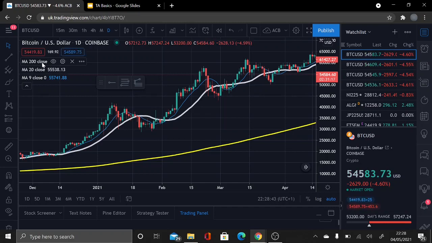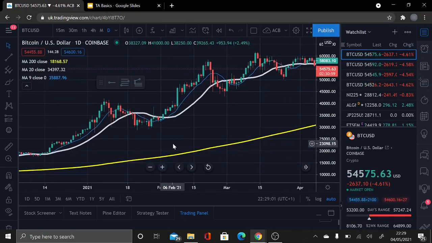I use the 200, which is the big one. That's like the last line of defense for the price. You've got the 20 and you've got the 9. Everybody has their different strategies. I use those. I also use 100 and 50 and 30 and all that stuff, but for the purpose of keeping it simple, let's just use 3: 200, 20 and 9.